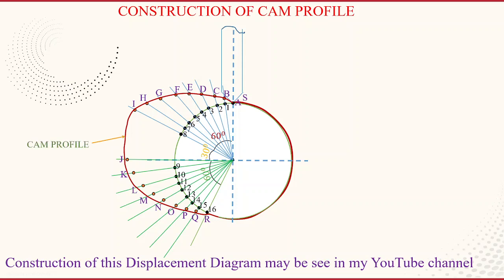Now the follower used here is a radial follower, that is the axis of the follower passes through the center of the cam, and for the given sequence of operations, that is the outstroke first 60 degrees, next 30 degrees dwell, then 60 degrees return stroke, and the remaining 210 degrees is the dwell period. So this is the required cam profile. I hope all of you understand how to construct the cam profile for this simple problem.